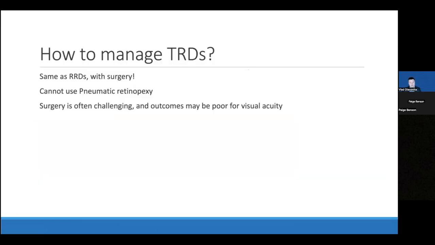Good. So how do you manage these? Surgery is the only way. There's no other way to do it. And you can do a buckle, but you have to do a vitrectomy. And it's usually a really challenging surgery. This can take hours. We were going to do some videos today, but they're so long, I had to cut them. So we'll have to do maybe another session, but some of these take like 2-3 hours to fix, sometimes longer.